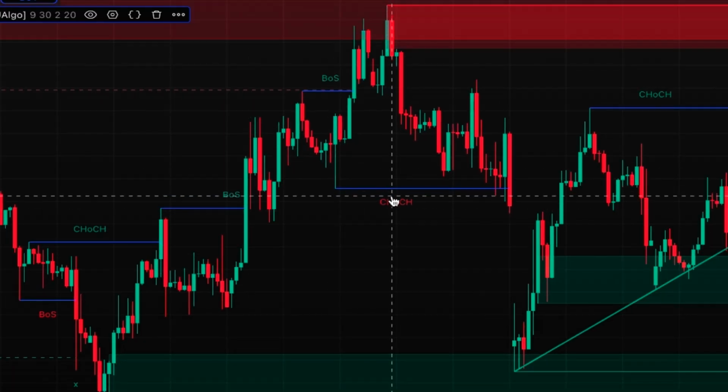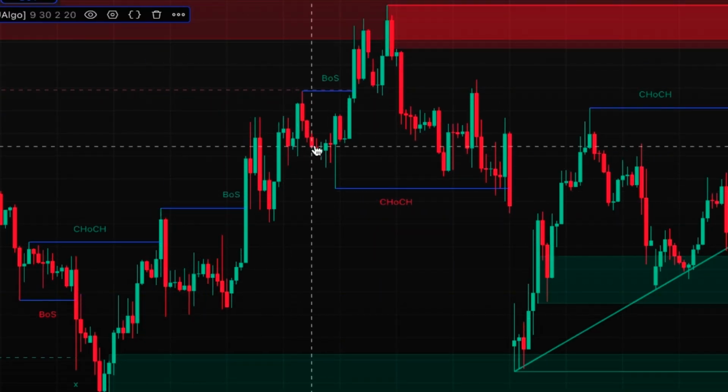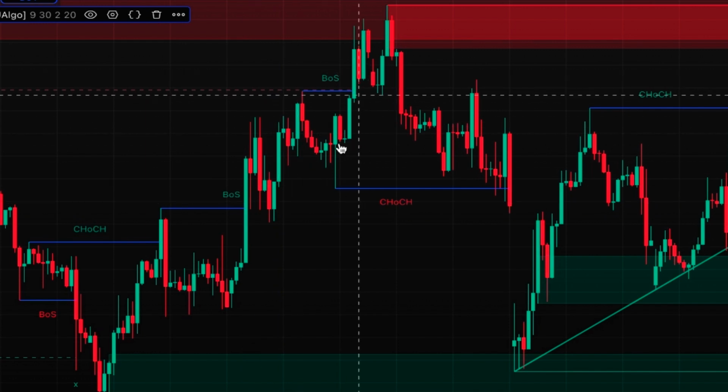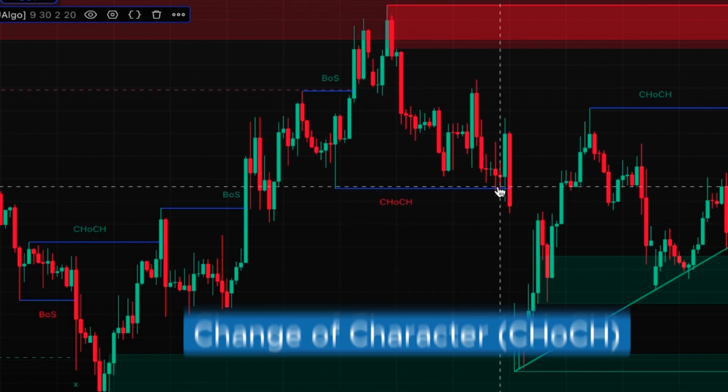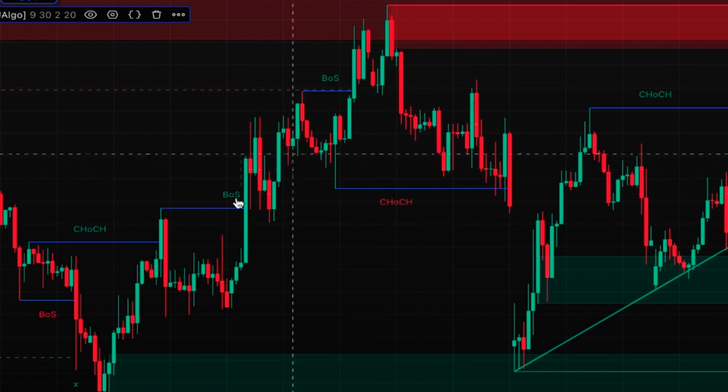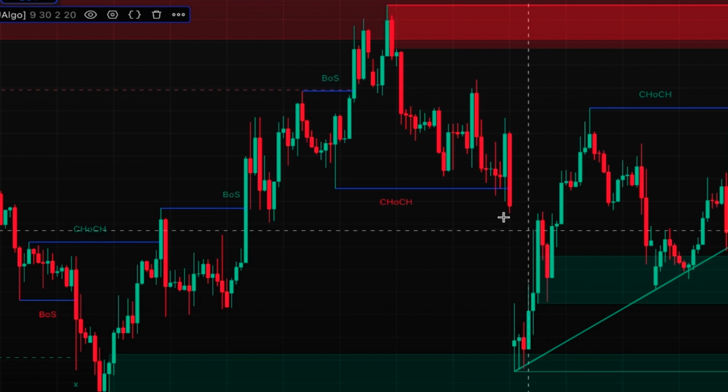And about change of character, when the price is advancing in an uptrend, we know that the price is making higher highs and higher lows. When the last higher low is broken, this is change of character, and this is a signal that the prior trend is probably ended and the price may turn to a downtrend, or the price may go to a trading range.